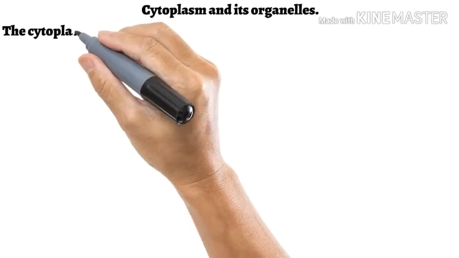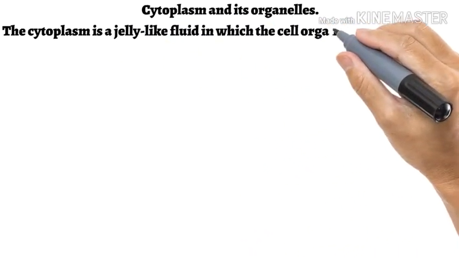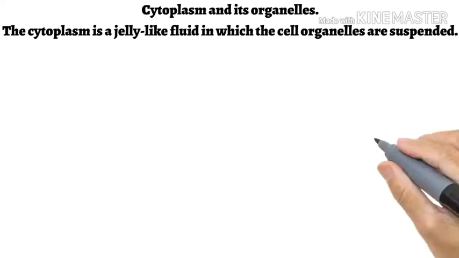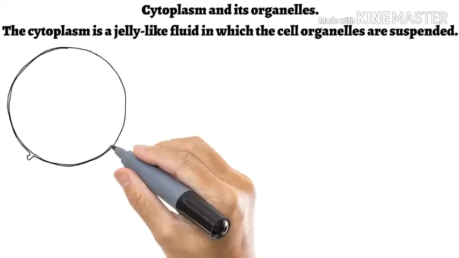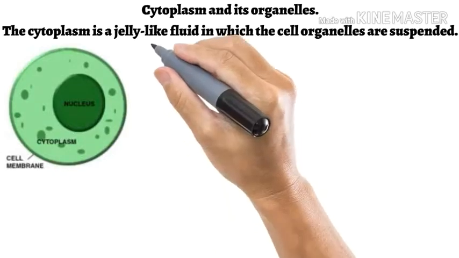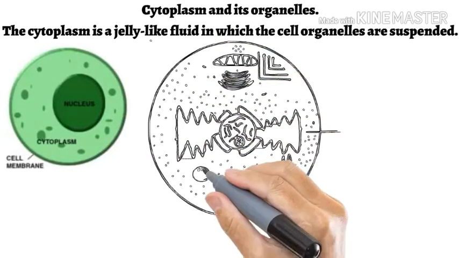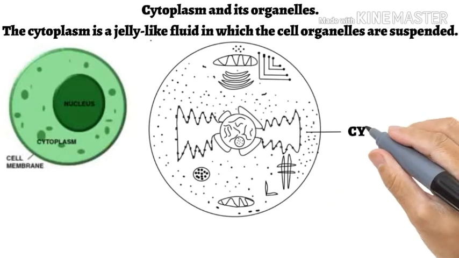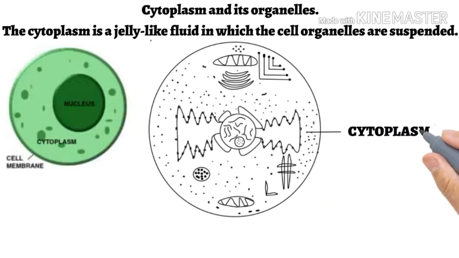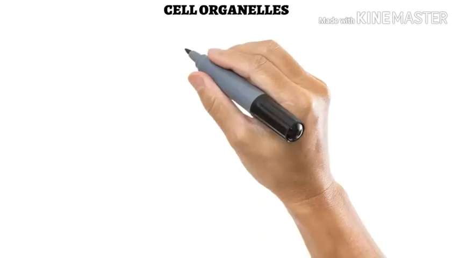The cytoplasm and its organelles. The cytoplasm is a jelly-like fluid in which the cell organelles are suspended. Those dotted areas can be referred to as the cytoplasm. It's the cell organelles.